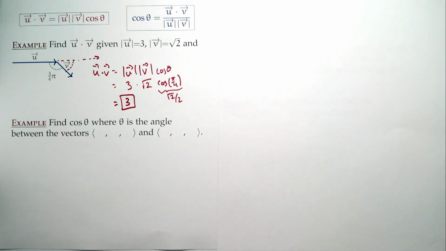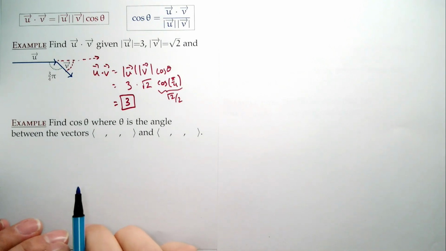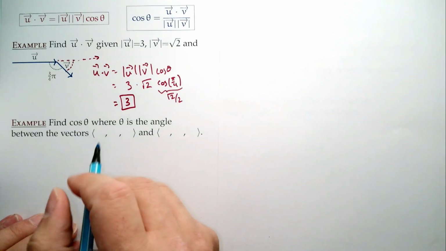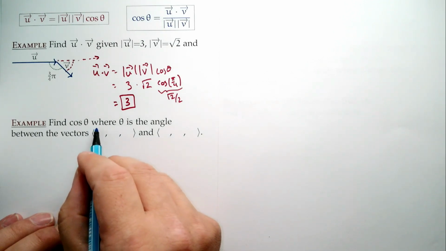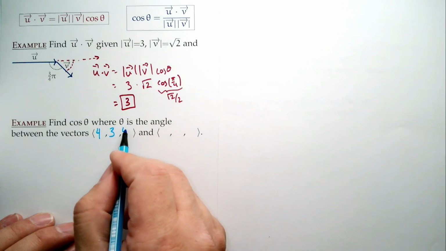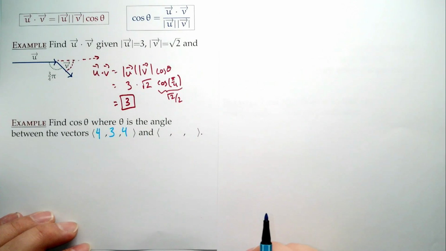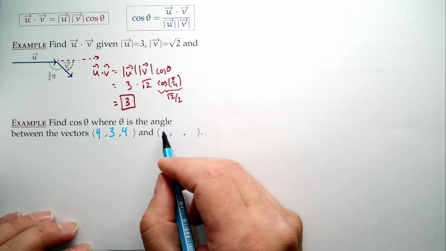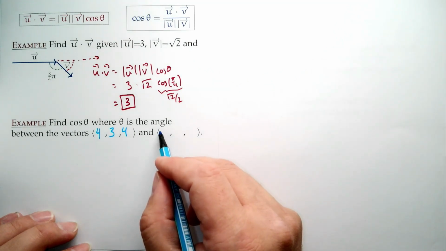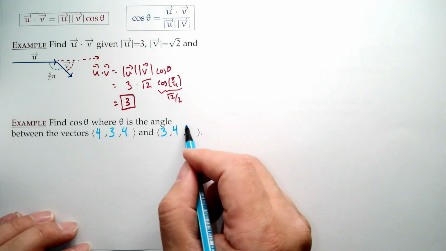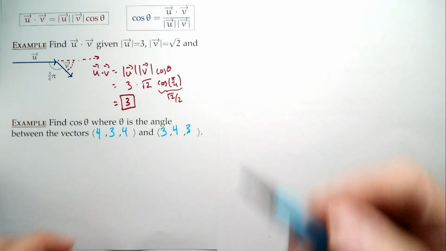Well, find cosine theta, where theta is the angle between the vectors. And again, I have forgotten to write down what the vectors are, so we'll just take some suggestions. Okay, so we need some vectors. All right. What are some numbers? 4, 4, 4. We can mix up. We'll put in a 3 there. 4, 3, 4. Okay, I need some more numbers. 3, 4, 3. Not the most exciting numbers. Okay, but I asked for numbers, so I guess I will take the numbers I've been given.